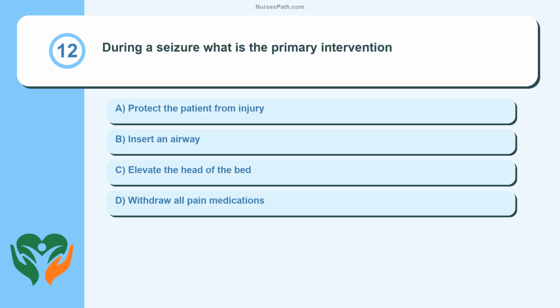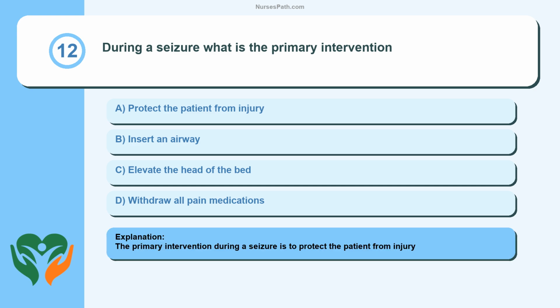Question 12. During a seizure, what is the primary intervention? Protect the patient from injury. Insert an airway. Elevate the head of the bed. Withdraw all pain medications. The primary intervention during a seizure is to protect the patient from injury.